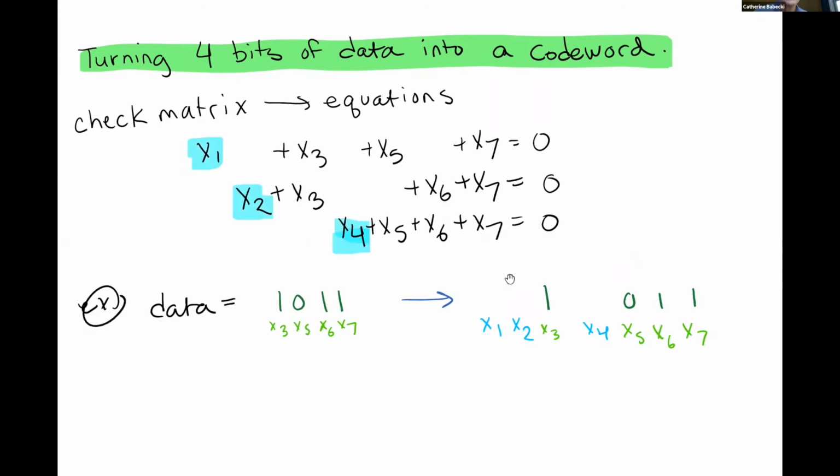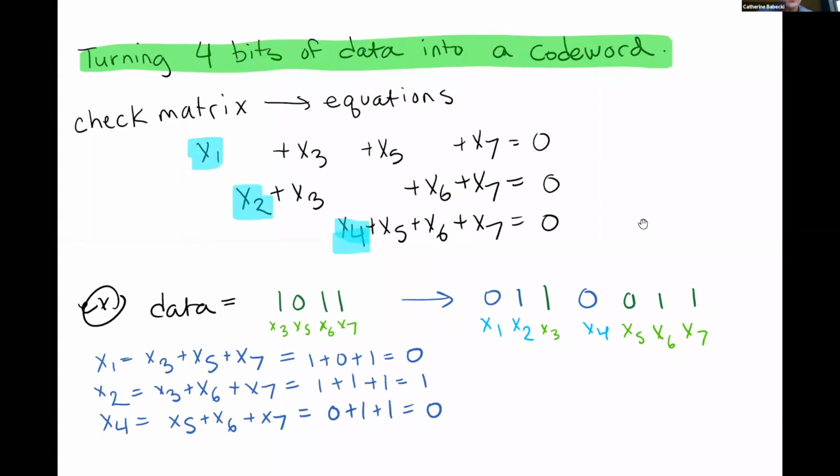So if we take some piece of data, say we want to transmit 1011, we stick that in our data bits places, and then we use these equations to solve for the missing parity bits. So we can do out that addition, just rearranging terms and then plugging in the numbers we know. We can solve for what x1, x2, and x4 have to be if this is going to be a word in our code.